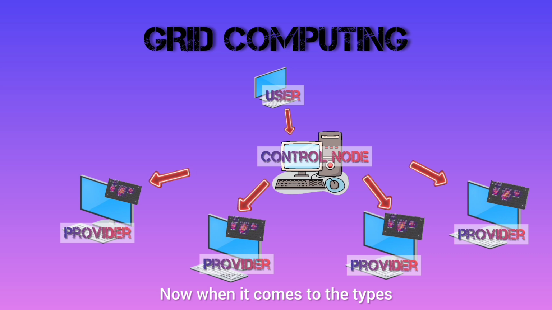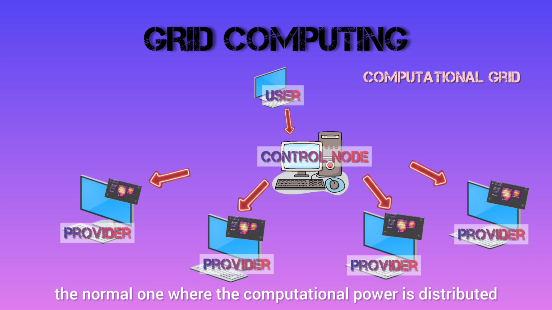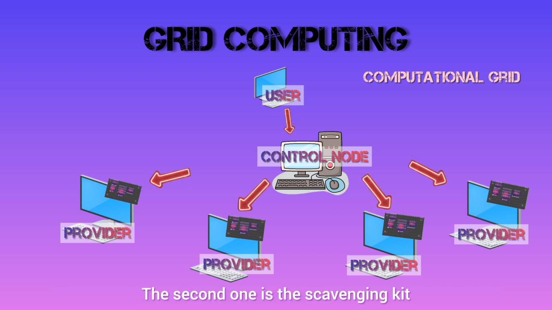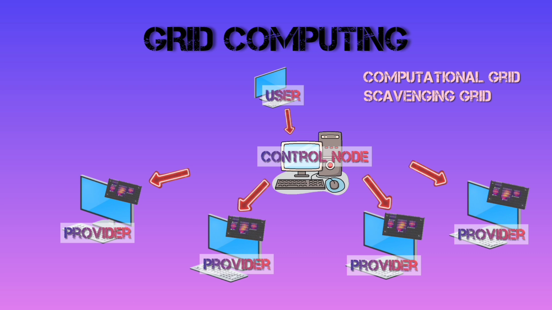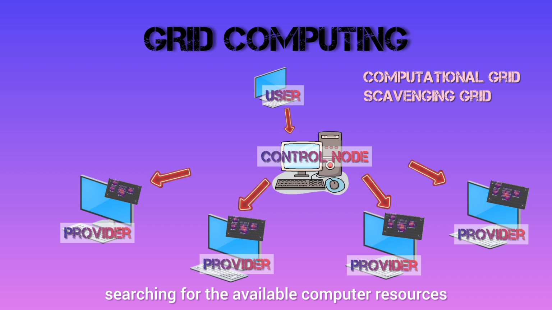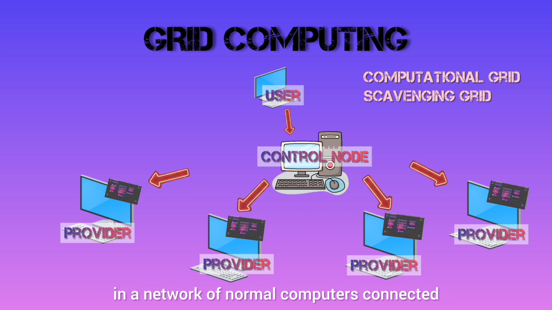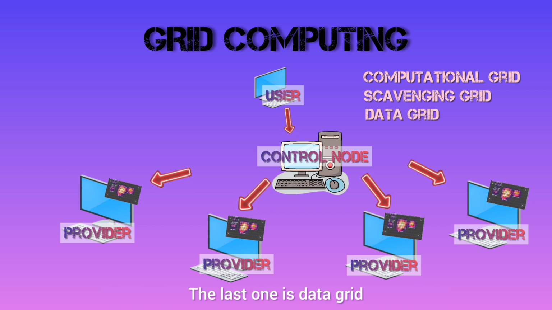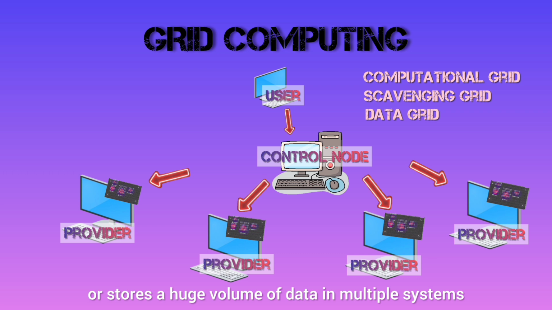Now when it comes to the types, there are three different types. One is the computational grid, the normal one, where the computational power is distributed. The second one is the scavenging grid. This is similar to the computational grid, but scavenging is the process of searching for the available computer resources in a network of normal computers connected. The last one is the data grid. The data grid is nothing but a computing network which creates or stores a huge volume of data in multiple systems.